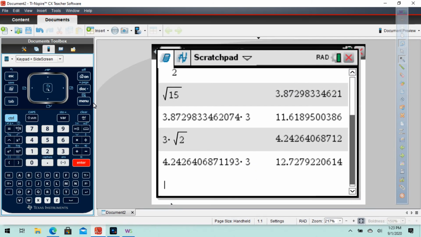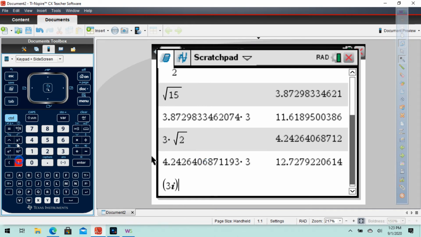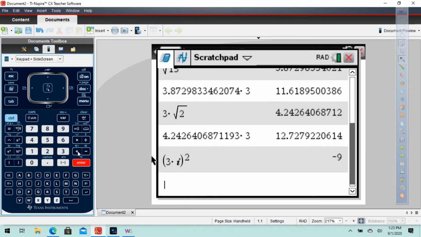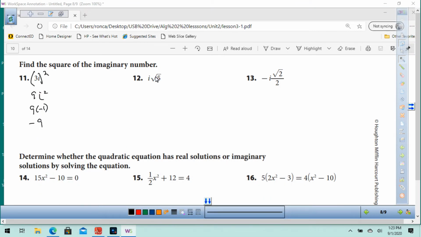If we got our inspire here, we're going to open this up and open parentheses 3, and down here where the pi button is next to the h, we get our I, and then close parentheses squared, -9. Cool. What about here?